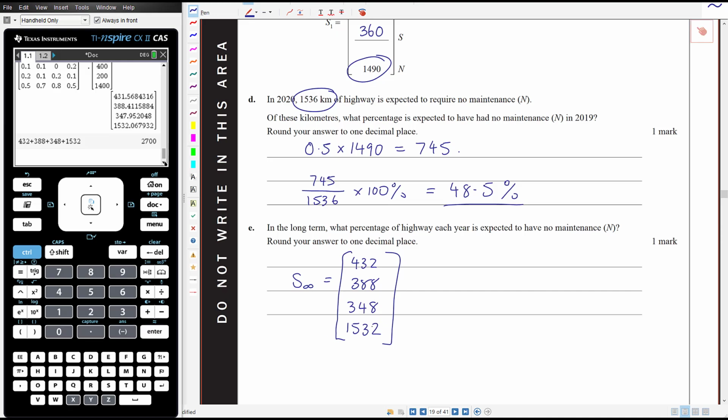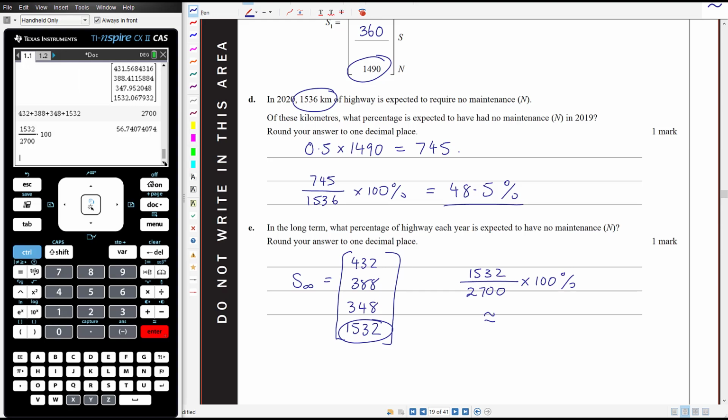So in the long term, what percentage of highway is expected to have no maintenance? In the long term, it's this many kilometres. So the long term percentage is 1532 kilometres out of the total 2,700 kilometres times 100% to convert it to a percentage. We want our answer to one decimal place. 1532 divided by 2,700 times 100 is going to be 56.7% correct to one decimal place.